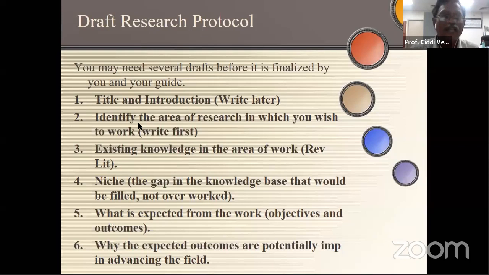Then afterwards, you give a title and introduction. I'll also explain how to write an introduction, but the title is more important. Most of the theses I've come across have a title that says one thing while the inside is something else. So please try to avoid that. Give the title suitably, the way you carefully give names for your kids. That's what you should understand when giving titles.